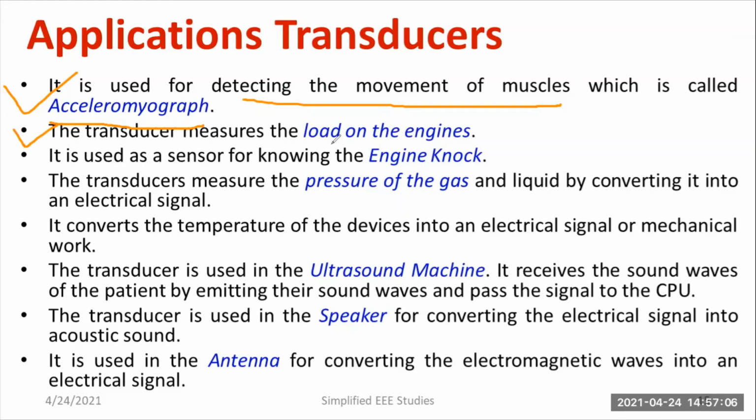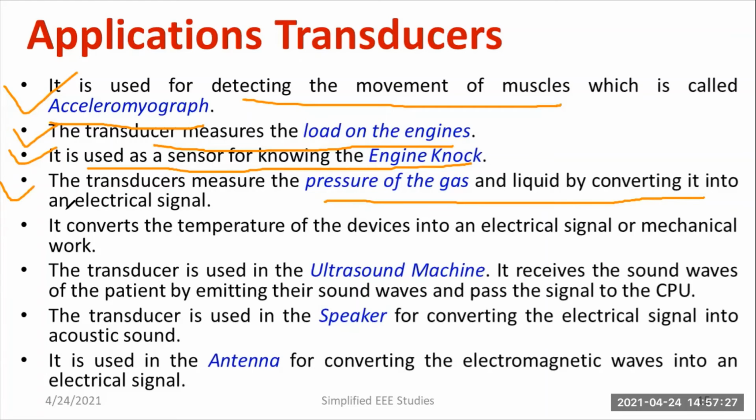Then in the case of engines, the transducer measures the load on the engines. Load bearing capacity will be measured. Similarly, it is usually used in the field of automobiles to check the engine knock. Similarly, a transducer measures the pressure of gas and liquid by converting it into an electrical signal. So pressure transducers are popular, especially in the area of the oxygen producing industry.